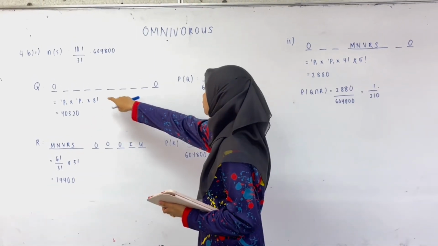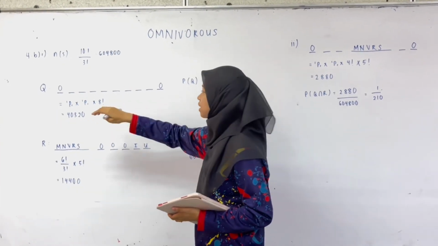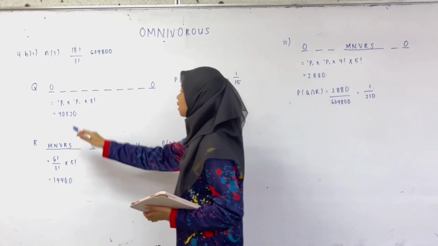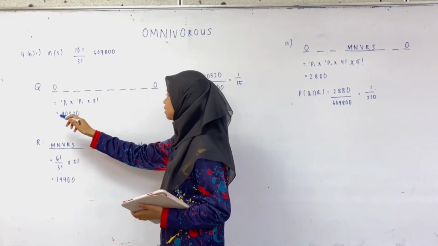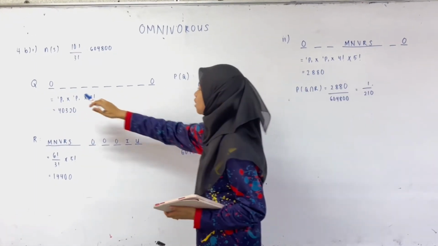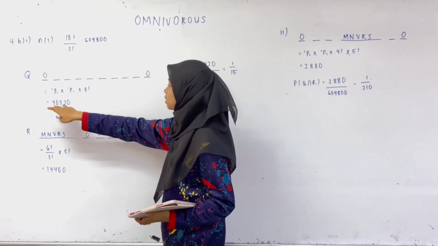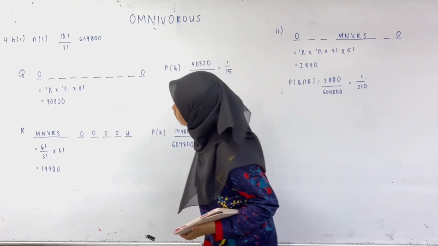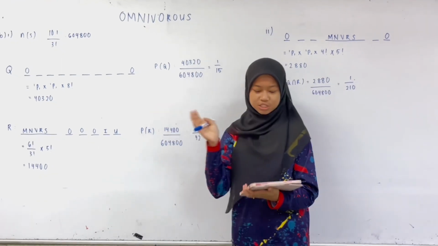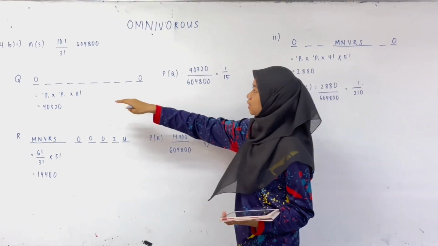So we arrange 10 letters, but the first and the last must be O. And we have another 8 empty spaces. So the answer will be 1P1 times 1P1 times 8 factorial, because 1P1 is fixed for the O letters. So the answer will be 40,320.